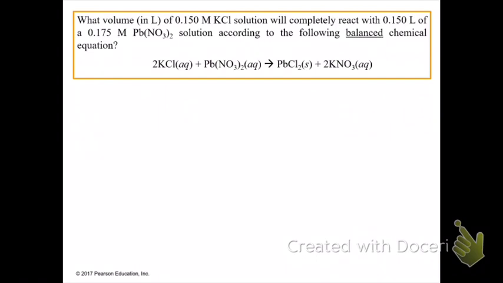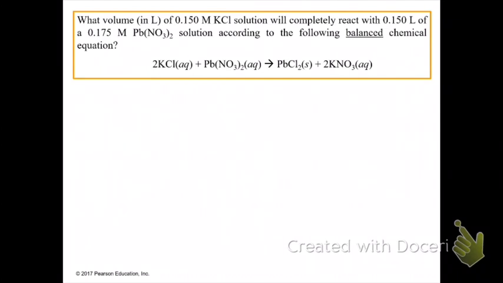So here's a more challenging example that involves stoichiometry and concentrations of solutions. What volume of the KCl solution, or the potassium chloride solution, will completely react with the lead nitrate solution according to this balanced chemical reaction equation? So you're given the concentrations of the solutions, including the volume of the lead nitrate, and also a balanced chemical reaction equation.